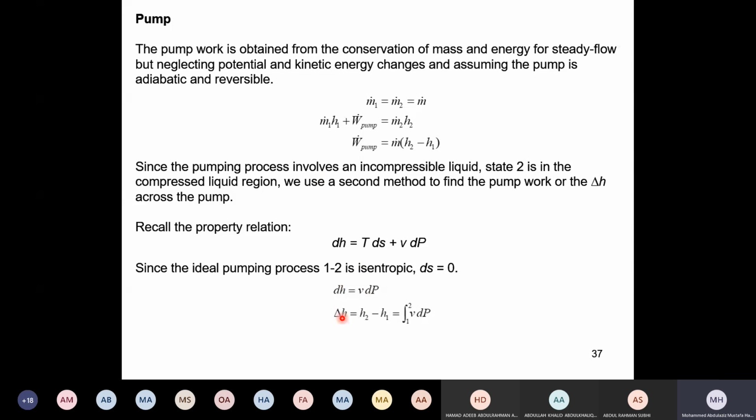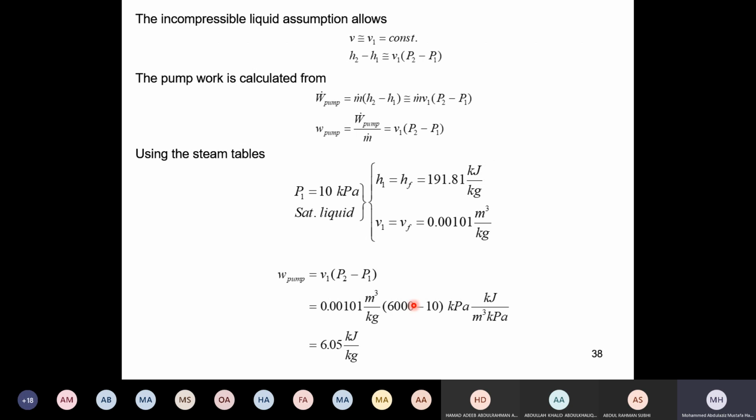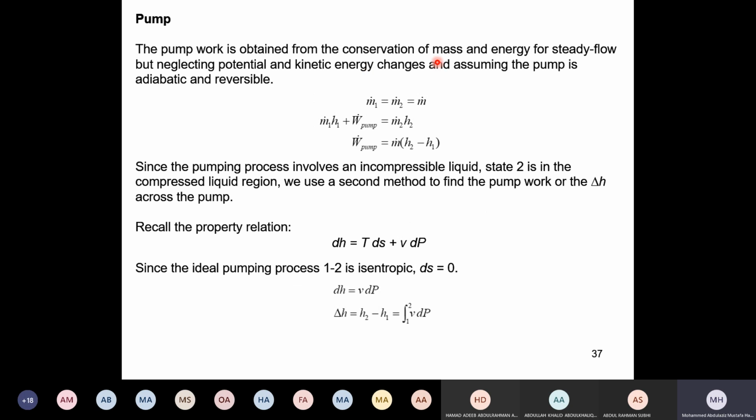Here is the equation to get the pump work. For the pump, we say delta H is equal to the integral of VdP. This is valid for any isentropic process. But here, in the integral of VdP, if V is constant, then I can take it out. And this happens only in the pump, not in the turbine. Therefore, in the pump, V is constant, so I say H2 minus H1 is equal to V1 times (P2 minus P1).